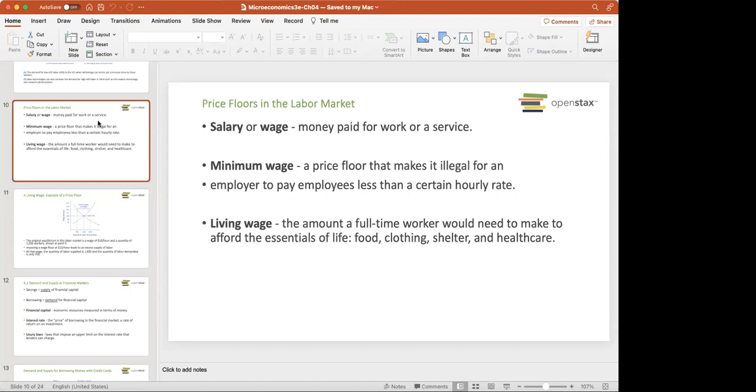So salary or wage is money paid to actually work. You have the minimum wage, which is that bare minimum that a company can legally pay you. And then we have the living wage, the amount that a full-time worker would need to make to afford the essentials of life: food, clothing, shelter, healthcare, etc. So when we hear living wage, I'm going to talk about a couple of things that I want you to think about.